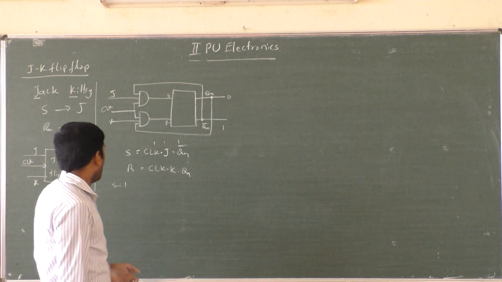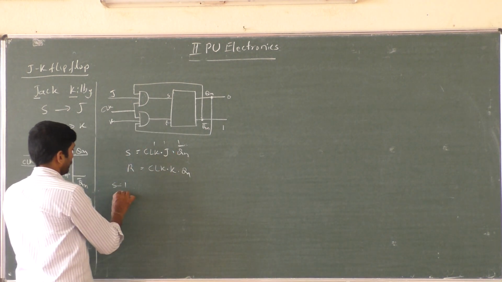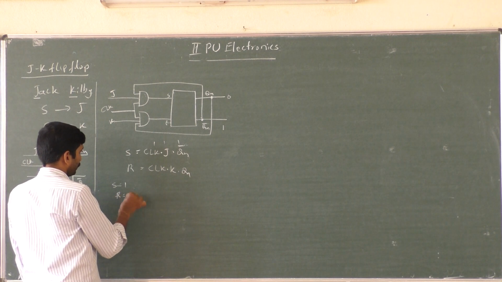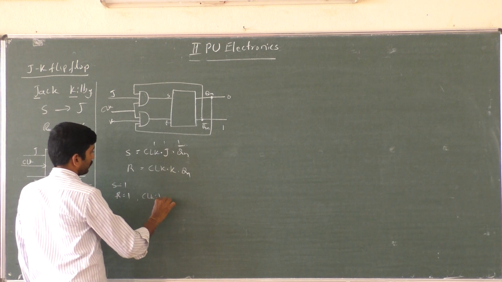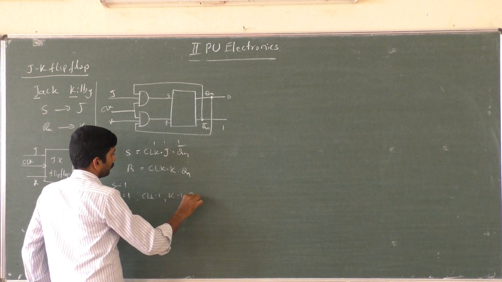Okay. When does R equal 1? R equals 1 only when clock equals 1, K equals 1 and Qn equals 1.